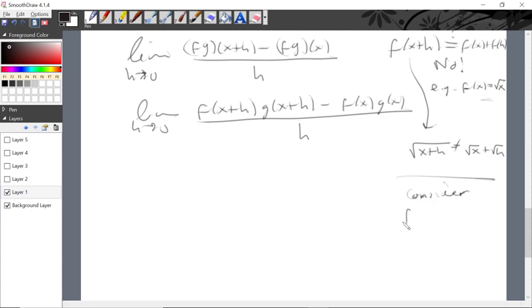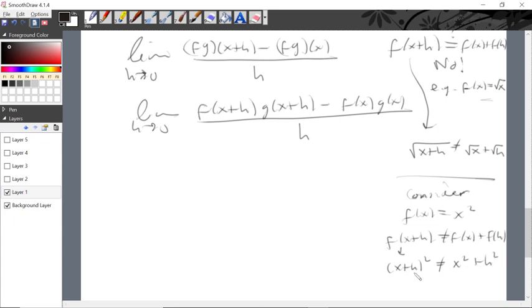Okay, let's consider a function like f of x is equal to x squared. And again, note that f of x plus h is not equal to f of x plus f of h for this example. For f of x equals x squared, we would have f of x plus h is x plus h squared. But f of x is x squared, and f of h would be h squared, and these are not equal to each other.